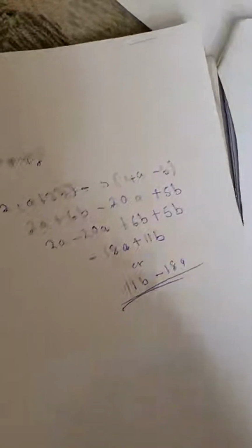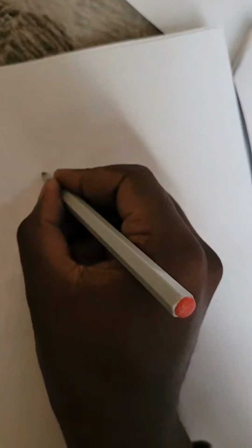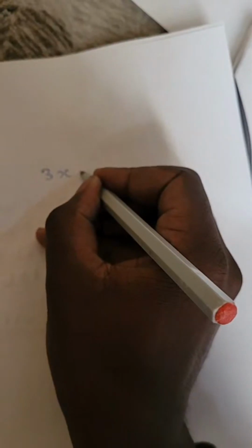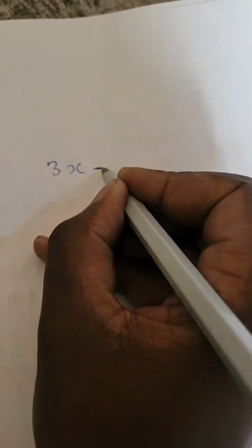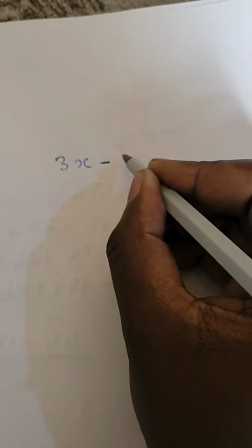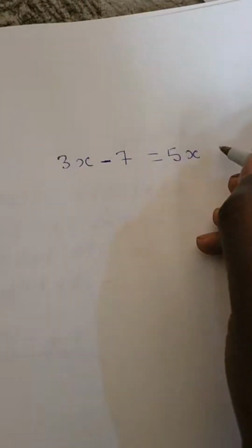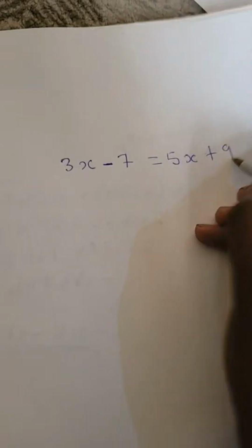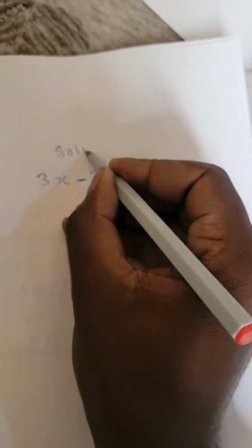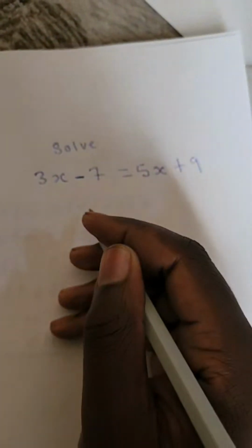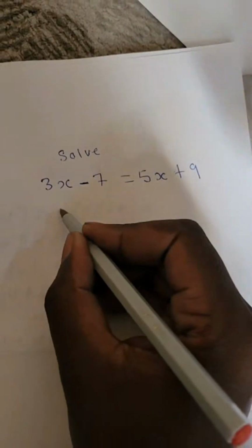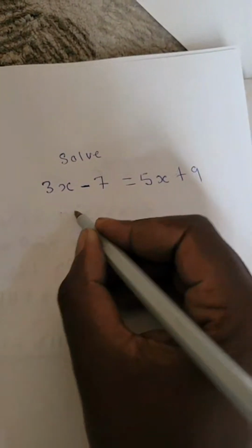Okay, let's solve another equation here. We say that's 3x minus 7 is equals to 5x plus 9. Okay, so we want to solve our equation right here. So we are going to collect our like terms.